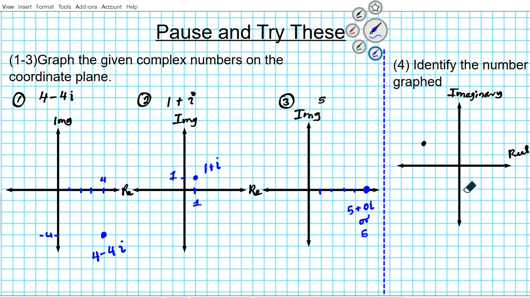Okay, number 4, we have a complex number graph. So what's the complex number? 1, 2, 3. We have negative 3 for a, and then 1, 2. We have 2 for b. If we put it in the complex number formula, a plus bi, the answer is going to be negative 3 plus 2i. That's the complex number that's graphed in question number 4.